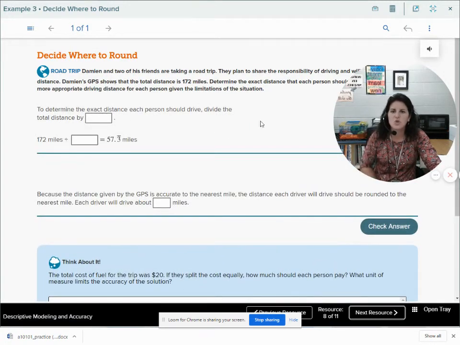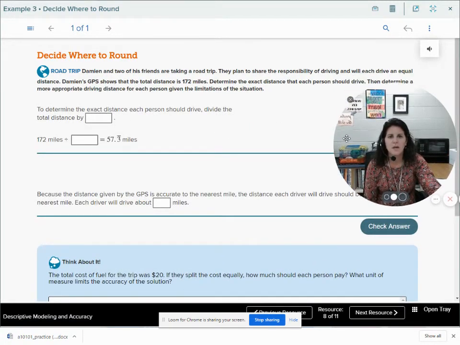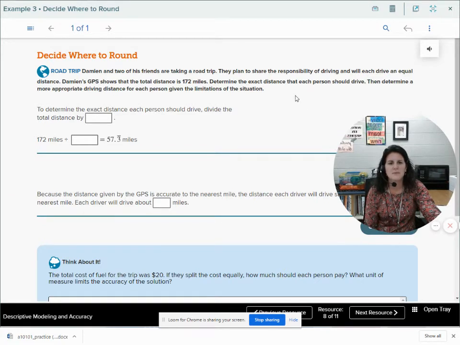So Damien and 2 of his friends were taking a road trip. They planned to share the responsibility of driving and will each drive an equal distance. Damien's GPS shows that the total distance is 172 miles. So let's determine the exact distance that each person should drive. Then determine a more appropriate driving distance for each person given the limitations of the situation.